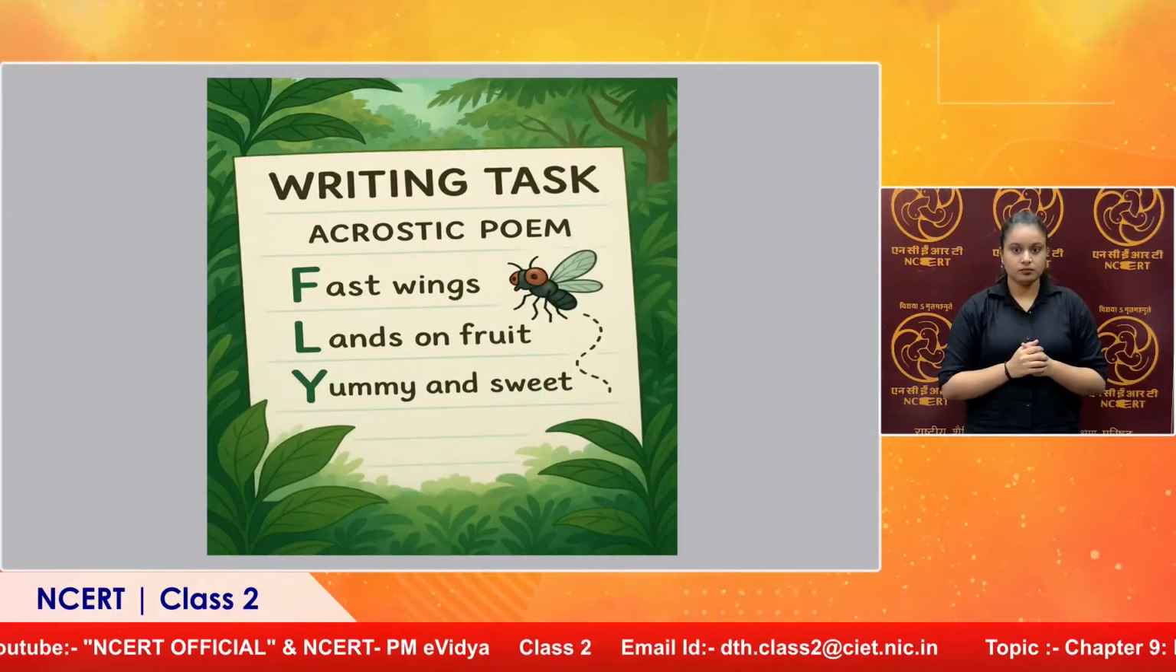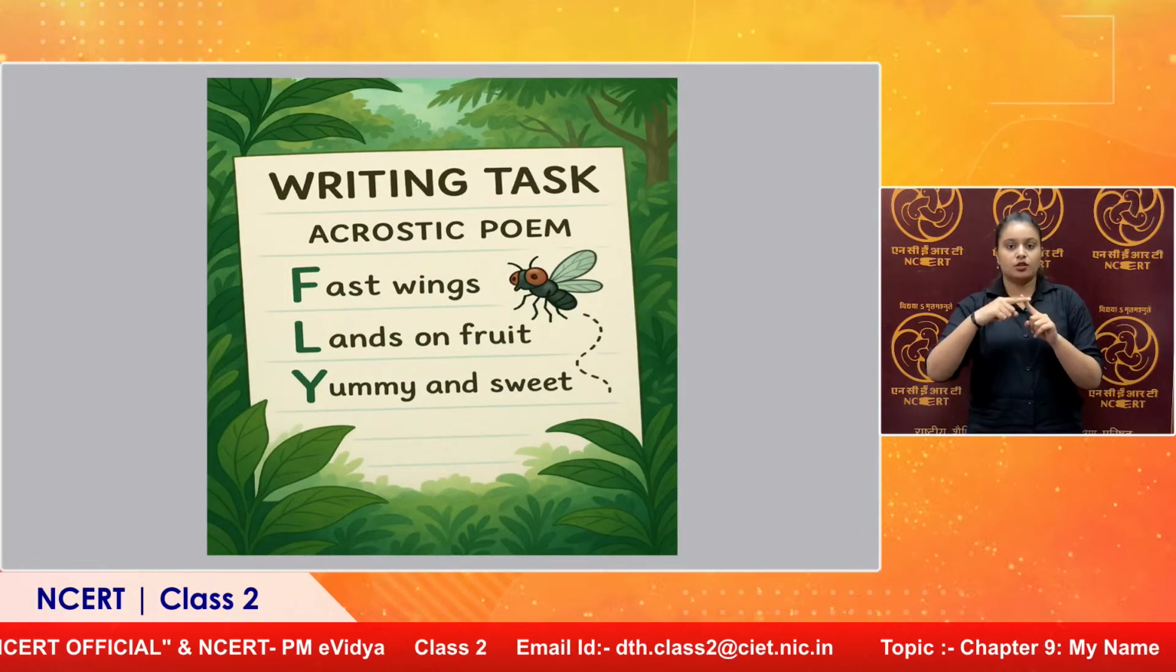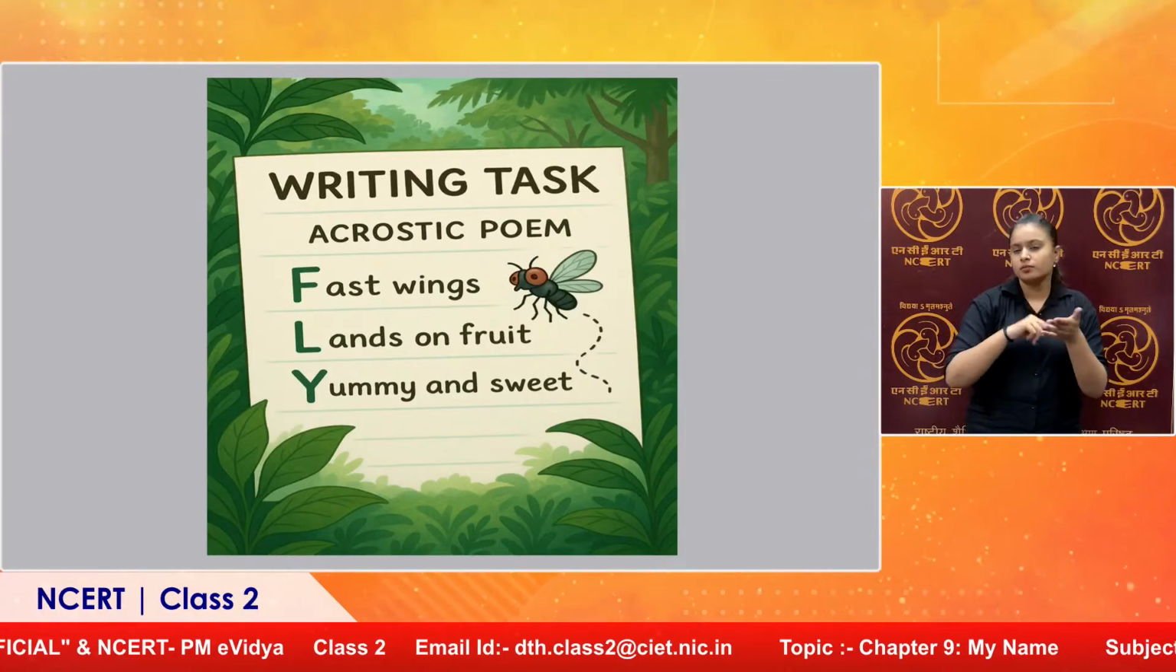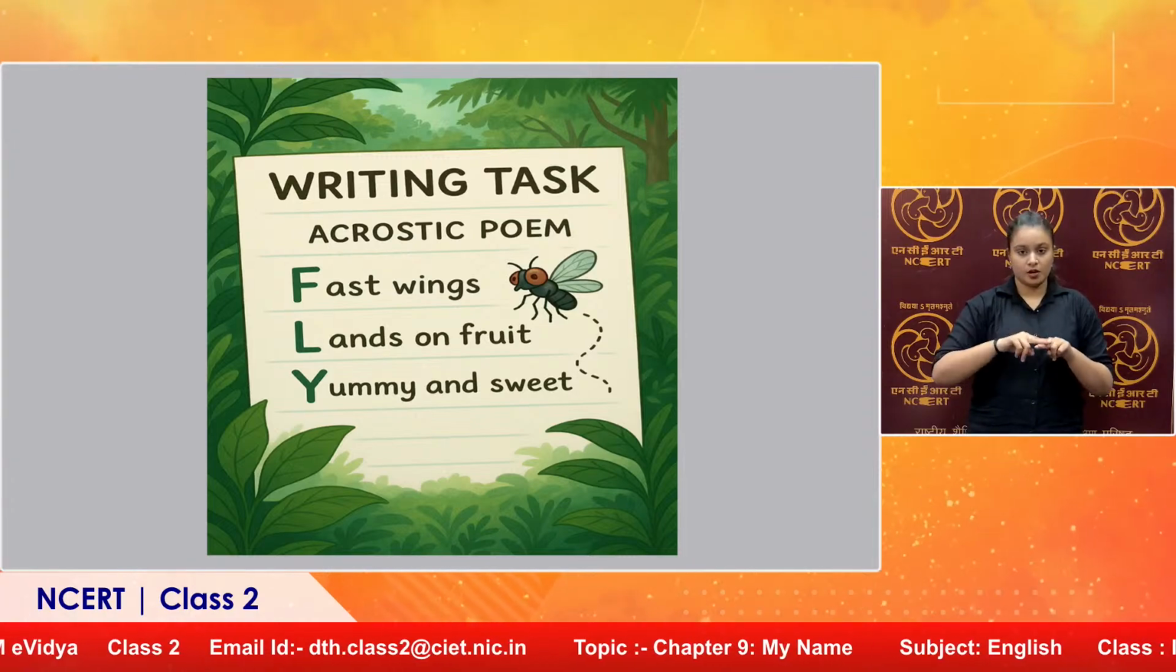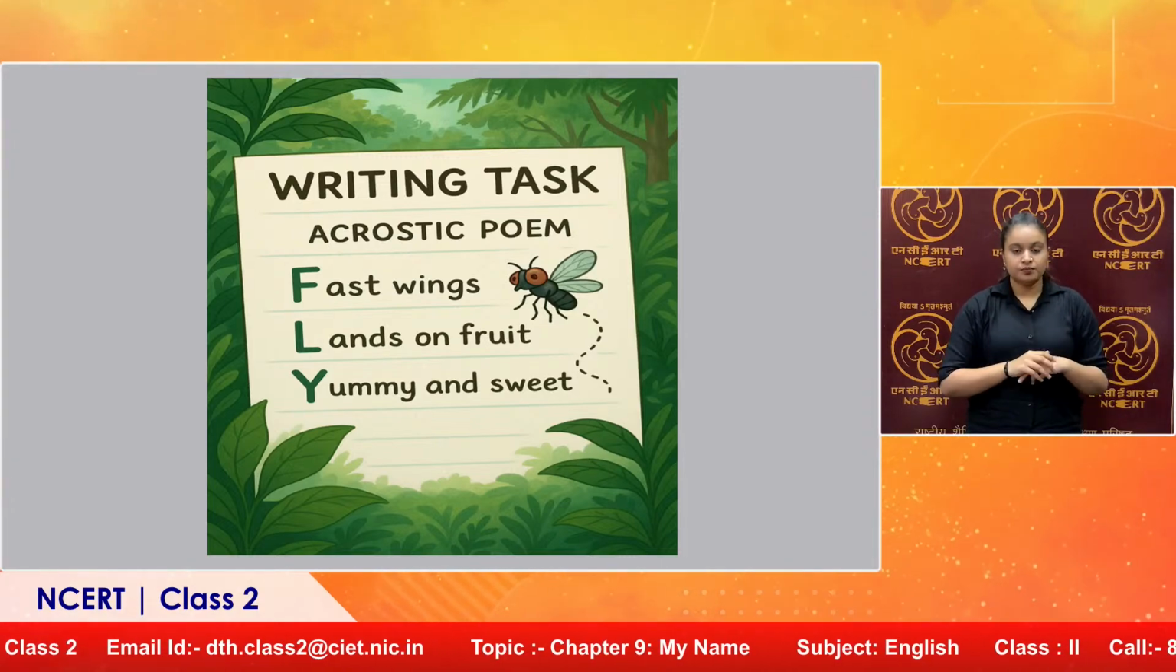Thank you. So, dear viewers, this activity is for class 2 kids. It's a wonderful way to recall the chapter, the words again and again. Right. So, when we do it again and again, the children become accustomed to using a particular word, and we'll move on quickly with a wonderful activity which is called an acrostic poem. Acrostic poem. Now that's unique and interesting. What exactly does it mean? So, as it is written on the screen, you can see FLY is spelled out: fast wings, lands on fruit and yummy and sweet.